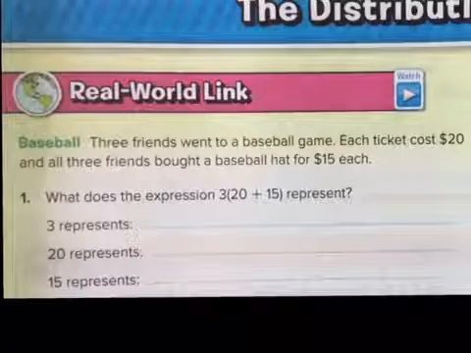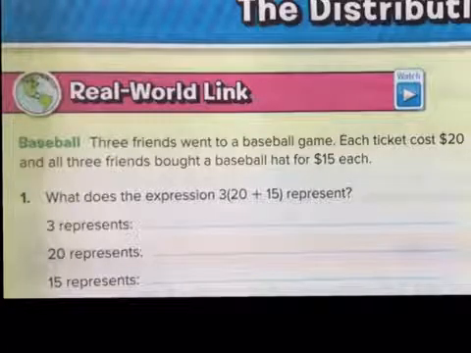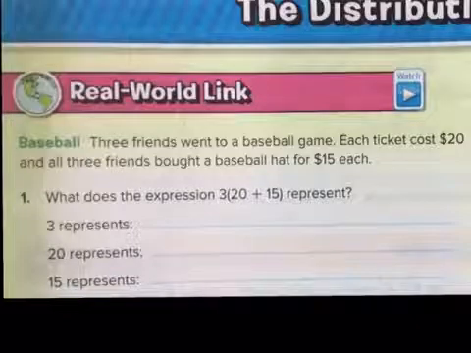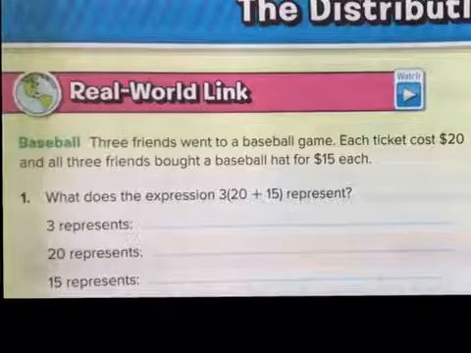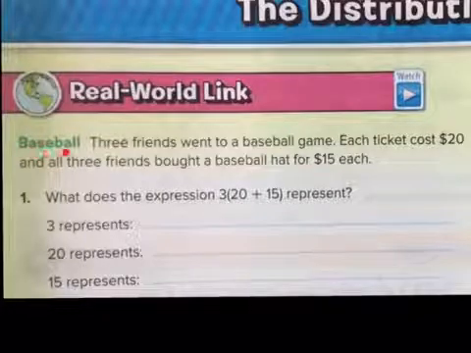Now, we've practiced using the distributive property in class before, but we've never referred to it as the distributive property. So this might be a bit of a review to you. It might come a little bit easier than you think. Let's look at the real world link, baseball.